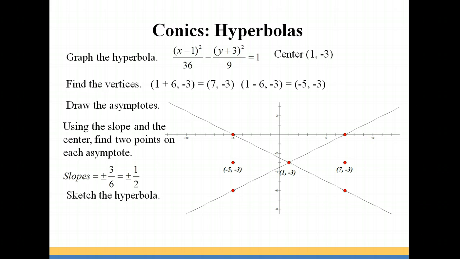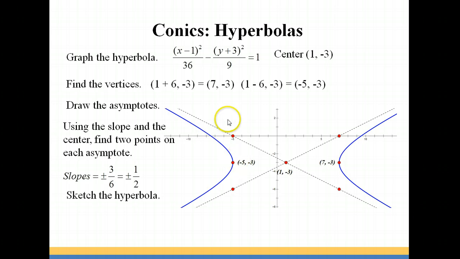Starting with our asymptotes, we plot the point at the center, and then we're going to rise 3 and run over 6. So that's going to give us a point at negative 5, 0, and another one at 7, 0. So we have those two. And then of course we could go down 3 and over 6. I like to use the unsimplified form of the fraction because it's going to help me find my vertices as well.